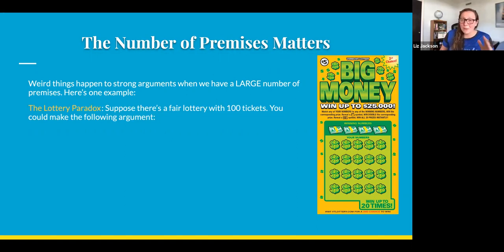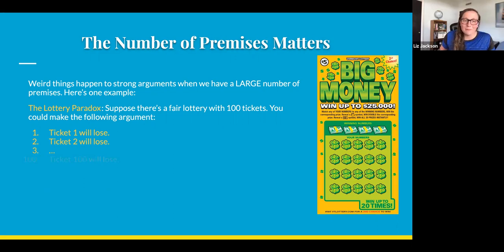So suppose we have a fair lottery with 100 tickets. Only one ticket will win, and it's fair, so each ticket has the same chance of winning. Given this setup, you could make the following argument. Premise one, ticket one will lose. That seems supported by our evidence because there's a 99% chance that it's true. Ticket two will lose. Again, supported by our evidence, 99% chance that it's true.